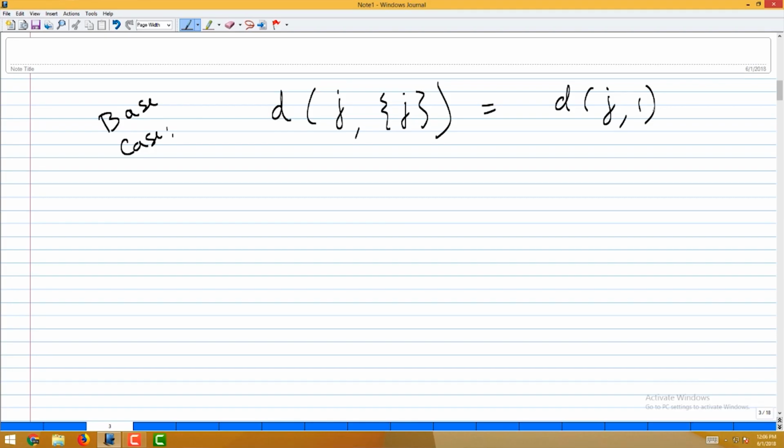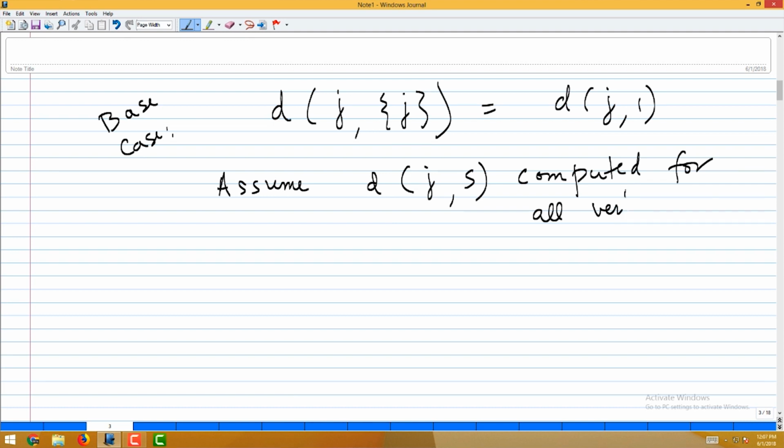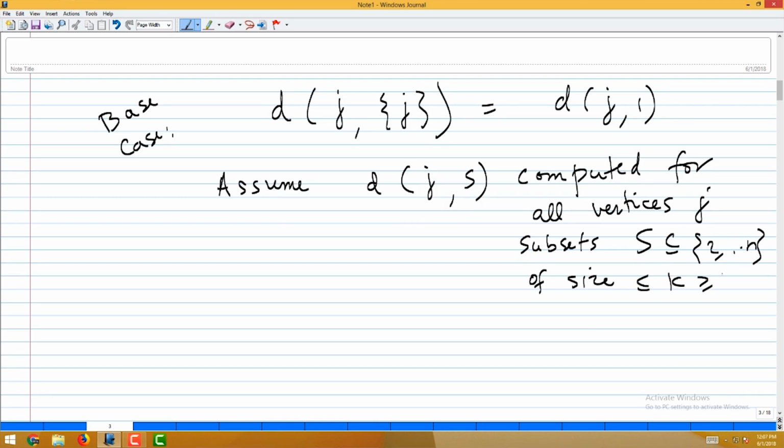Now, at the induction step, assume that you have computed this for all sets of small size. Assume D(j, S) is computed for all vertices j and subsets S contained in {2 to n} of size at most k, where k is greater than or equal to 1, because for size 1 we have computed it.